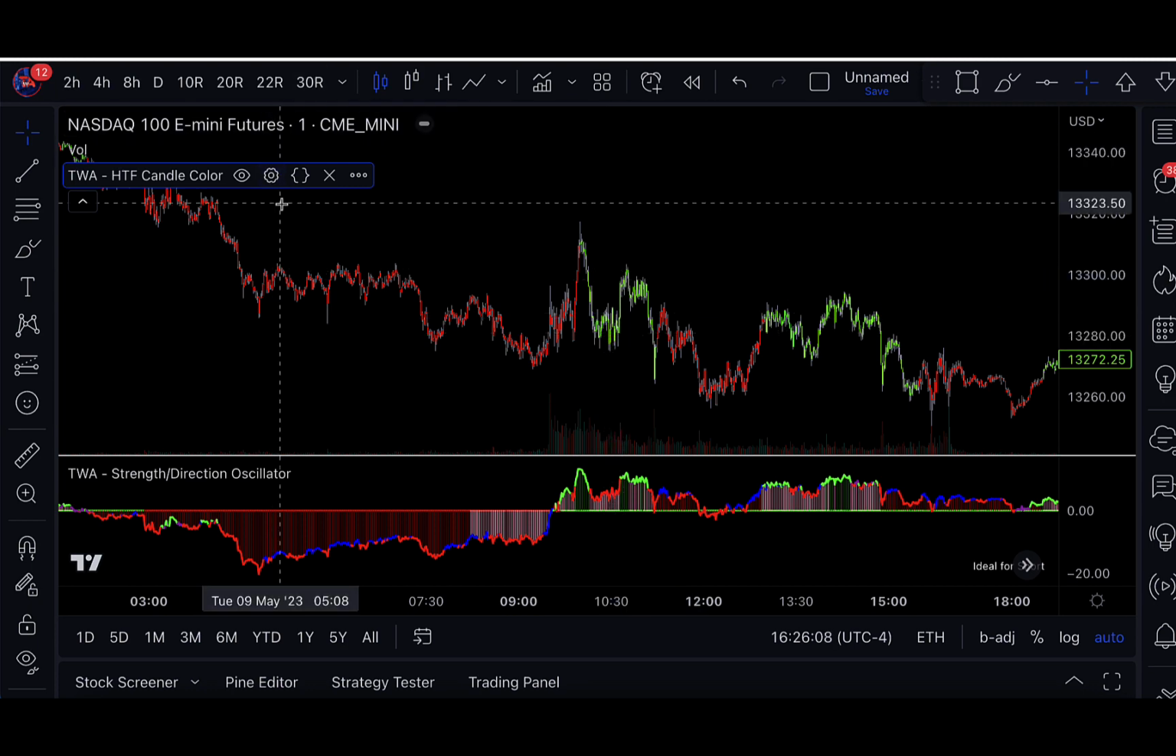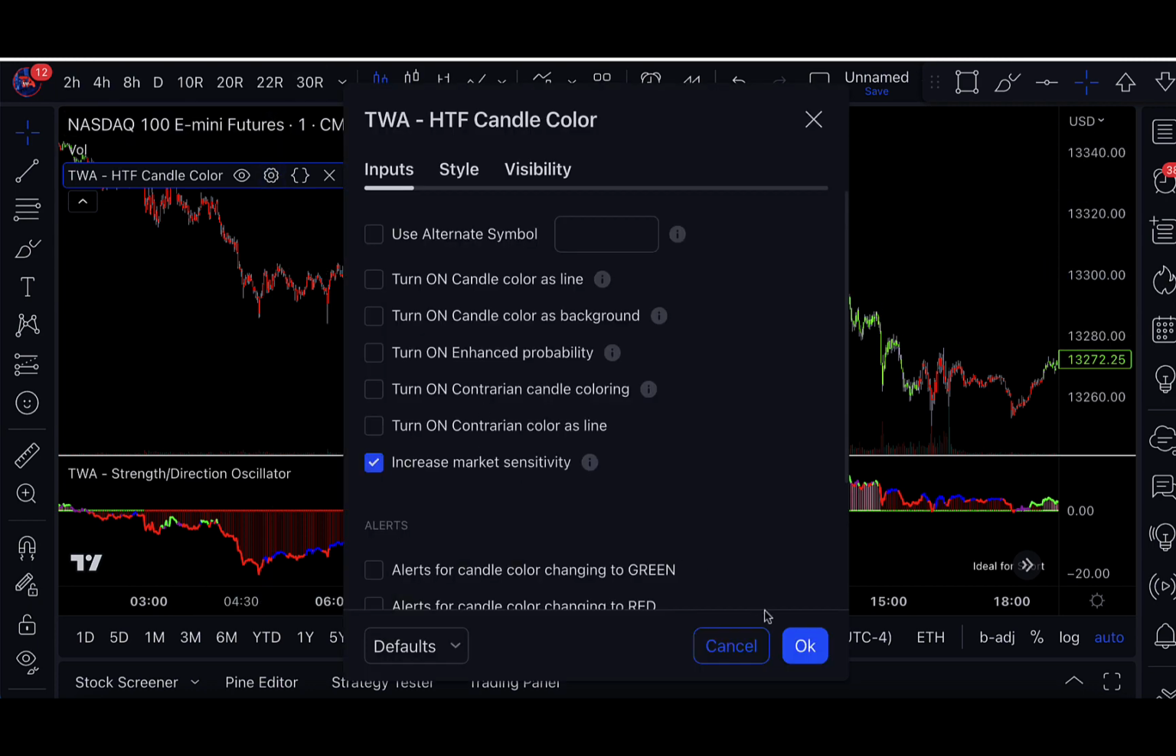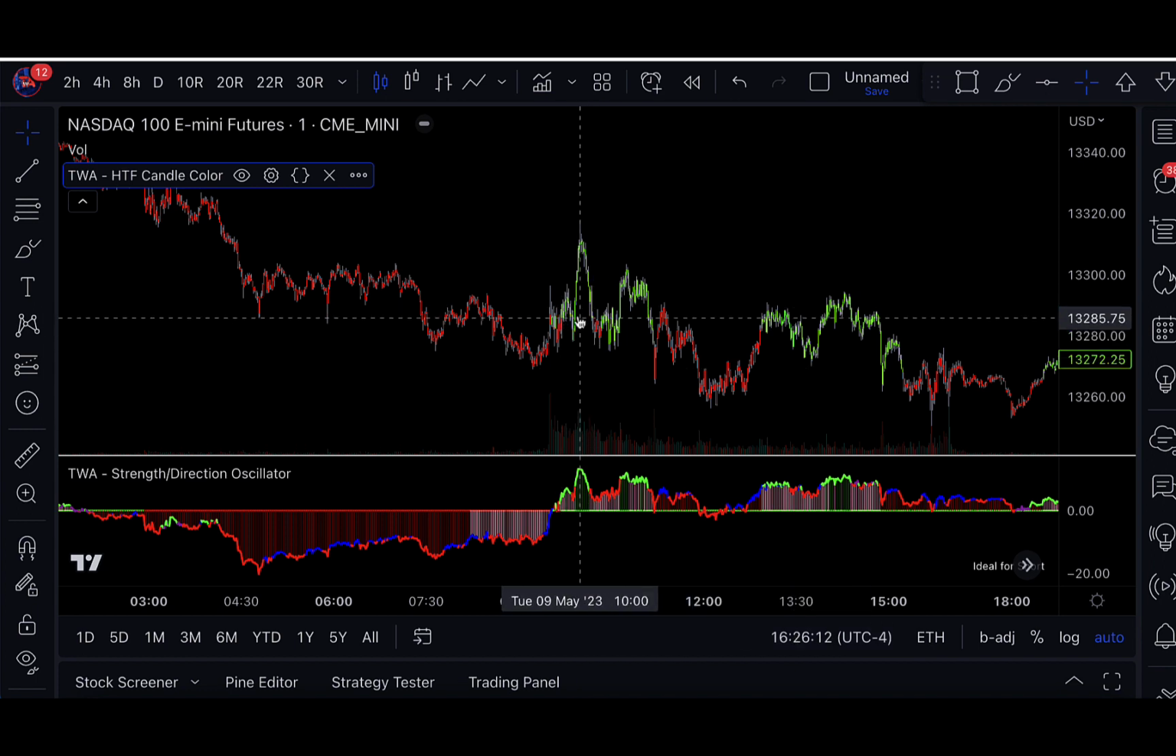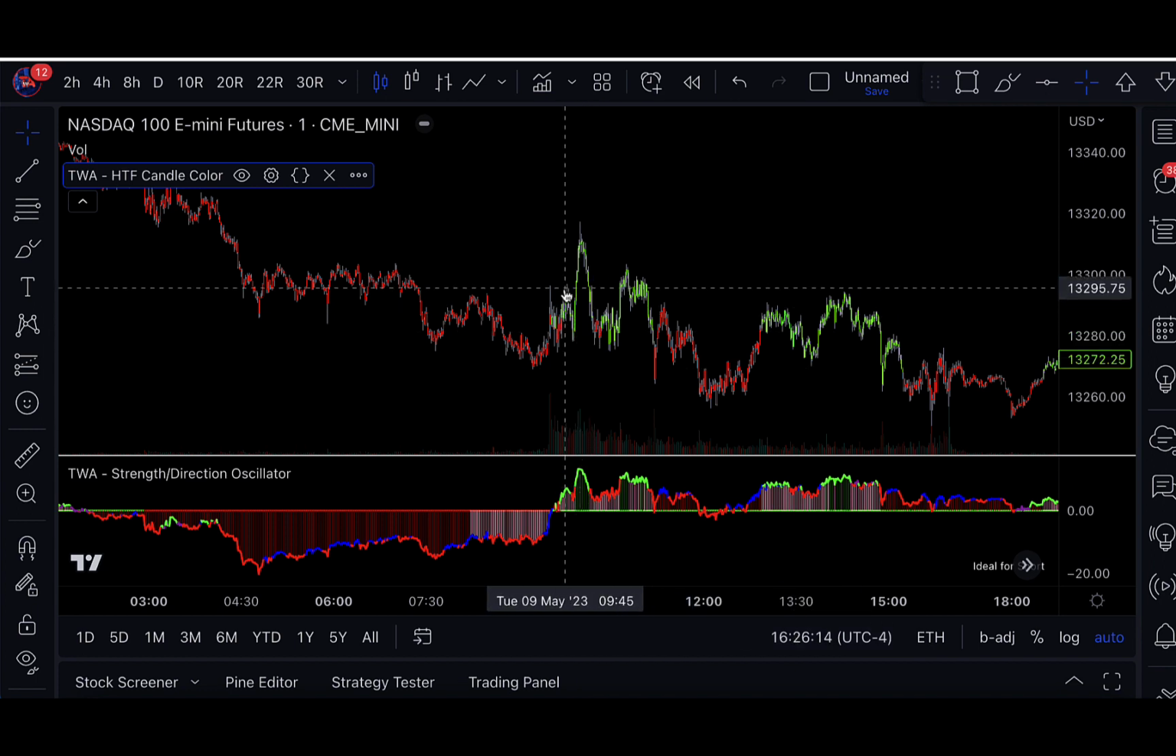So the sensitivity really helps us on the 1 minute time frame, especially NQ. Maybe something less volatile like ES, RTY, maybe you don't need the sensitivity at all. Maybe you don't need the sensitivity on Amazon per se, but you're probably going to need it on Tesla, right? So why am I talking about the higher time frame candle coloring?